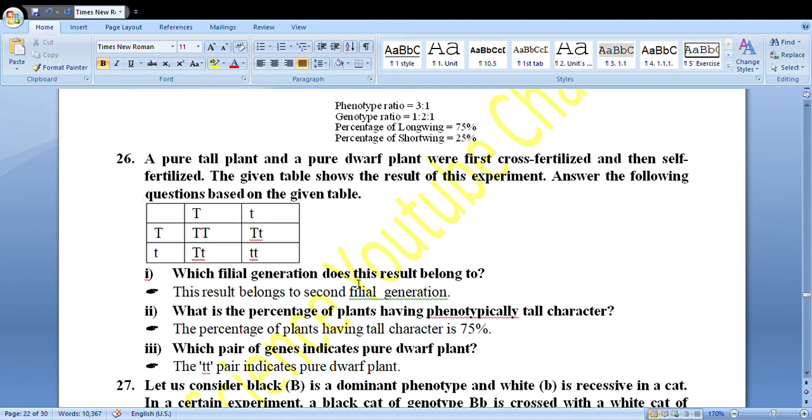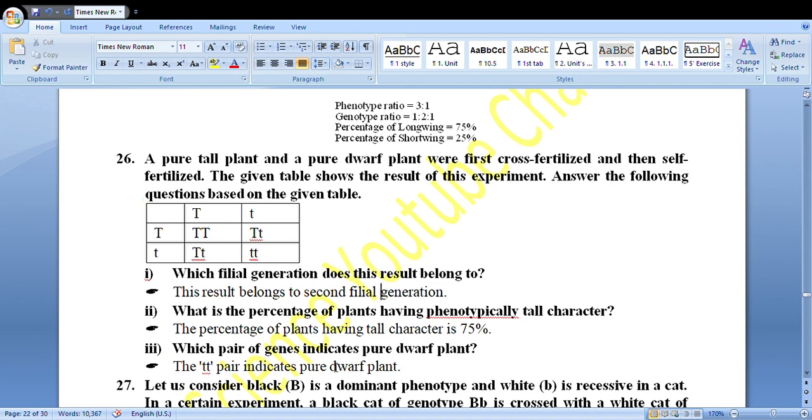We can consider which filial generation this result belongs to. Obviously, it is the second filial generation. What is the percentage of plants having the phenotypically tall character? Phenotypically tall, these three, capital T, phenotypically tall. So 75%. Out of 4, 3 means 75%.